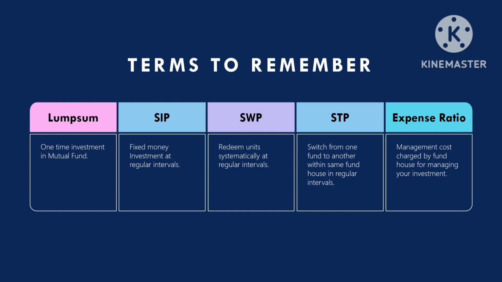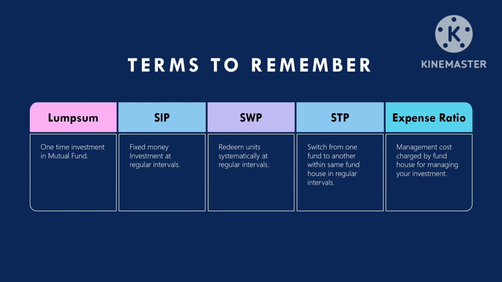SWP, systematic withdrawal plan. When you want to sell all the units, you have two possible scenarios. You can sell all the units in one go, or you can opt for a systematic withdrawal plan. So how does this work? On the first of every month, I want to sell 50 units at regular intervals. Systematic withdrawal plan.